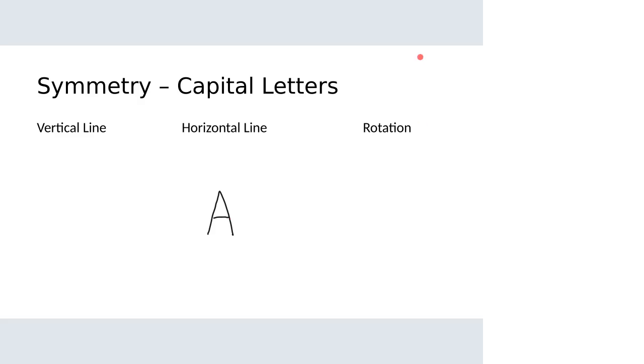Vertical? I would agree. Horizontal is not going to work. It's going to flip it upside down. Rotation's not going to work. So the only place the letter A would fall would be with vertical line symmetry. All right, now you have to imagine that my penmanship is perfect, and it wasn't, but imagine that I have this symmetrical, perfectly drawn B. What type of symmetry would it have?